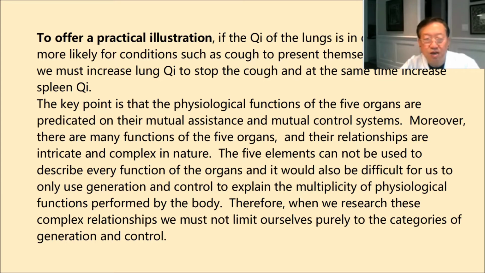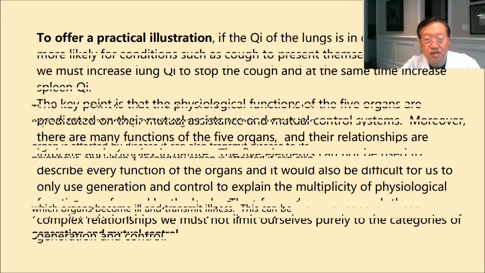The five elements cannot be used to describe every function of the organs, and it would be also difficult for us to use only generation and control to explain the multiplicity of physiological functions performed by the body. Therefore, when we research these complex relationships, we must not limit ourselves purely to the categories of generation and control.